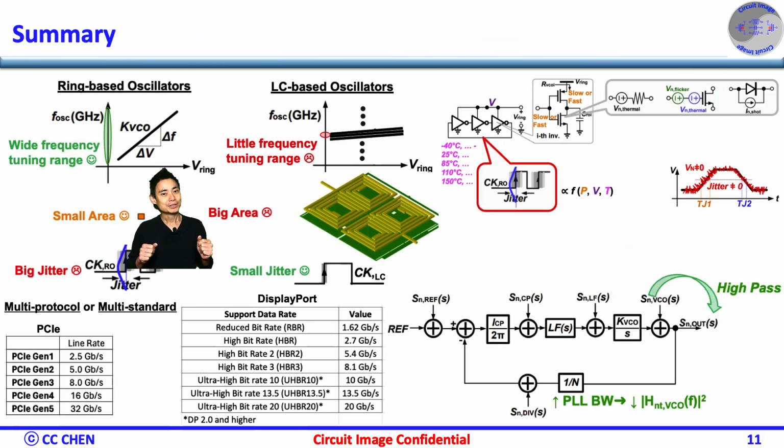For most people, you may already know the trade-off between two different types of oscillators, ring oscillator versus LC tank. The ring oscillator has a very wide frequency tuning range and small area, but it has very poor phase noise and poor supply noise rejection.